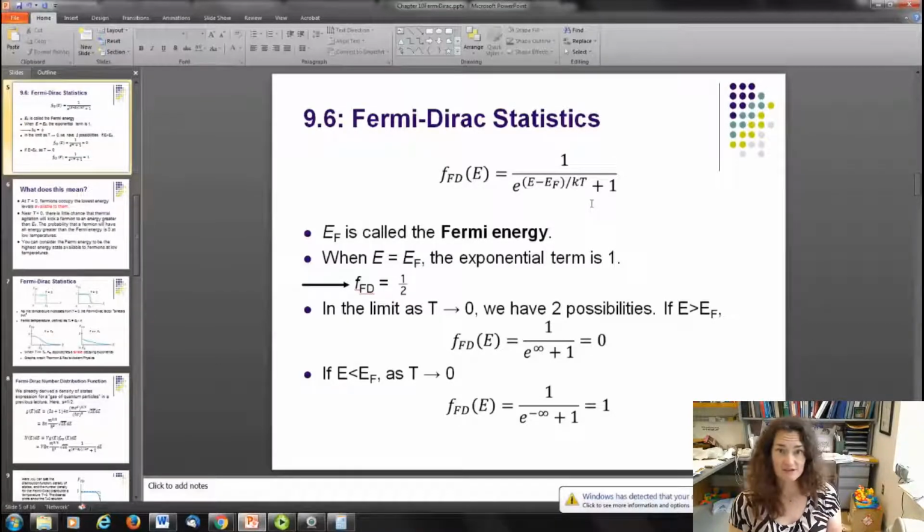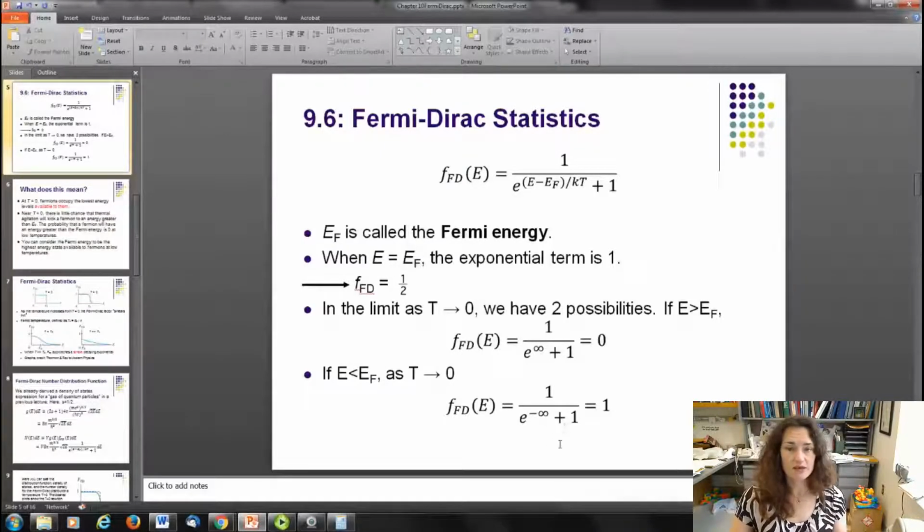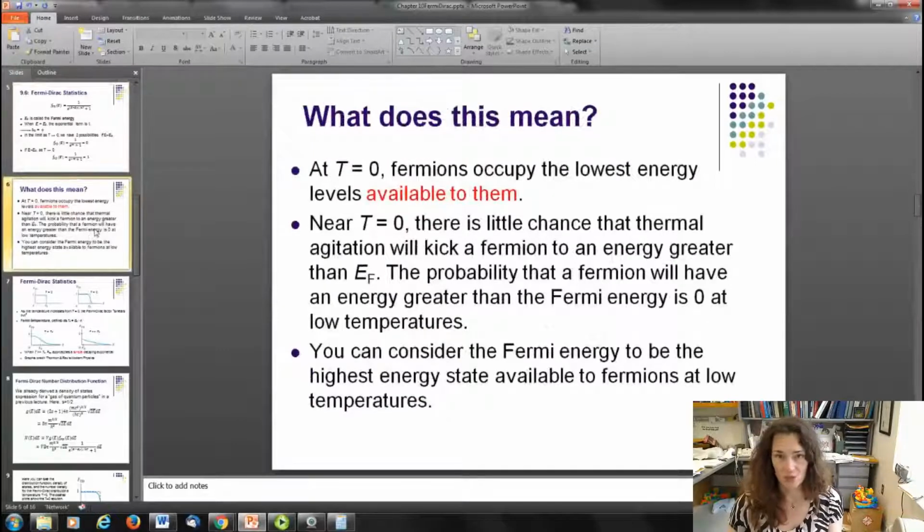If your energy is less than the Fermi energy as T goes to 0, then that exponential term goes to negative infinity, because E minus E_F would be a negative number, and then you have e to the negative infinity. Well, e to the negative infinity goes to 0. So you have 1 over 0 plus 1, which means that your distribution function goes to 1. So basically your distribution function is 1 for energies less than the Fermi energy, and it's 0 for energies greater than the Fermi energy at absolute 0. Now, what does that mean? Well, at T equal to 0, all of your fermions are going to be in their lowest possible energy state.